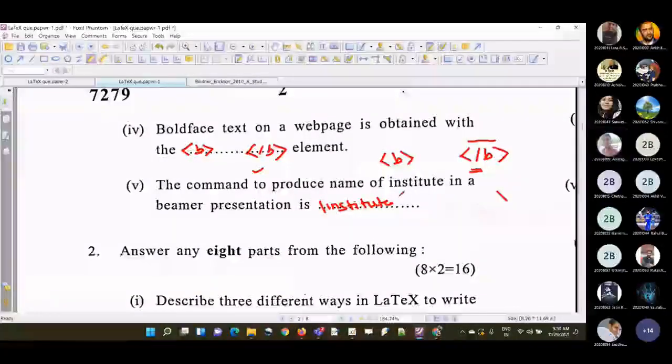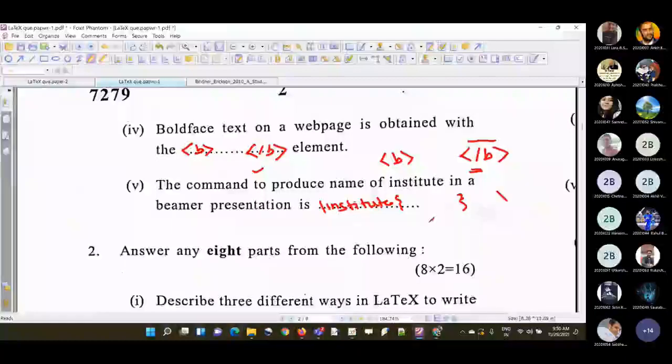Usually in LaTeX we write in square bracket some attribute or some optional kind of thing. Okay, usually this happens. But this is a command. Okay, you can write here Ramanujan College or something. Fine, but this is a command.